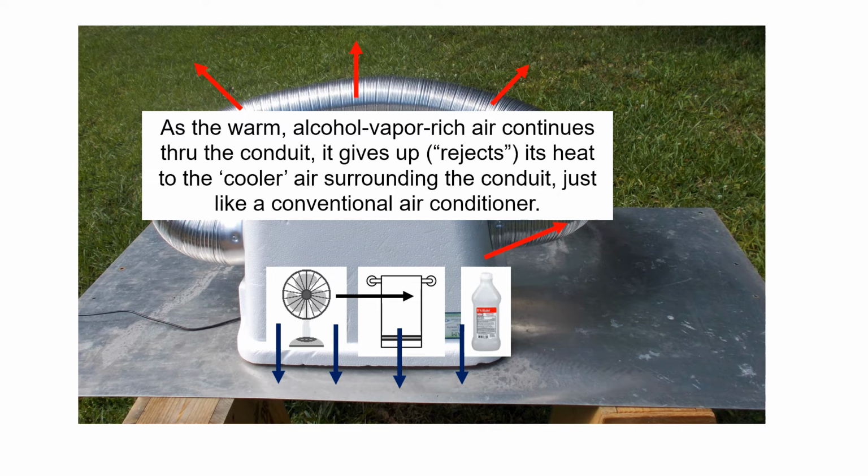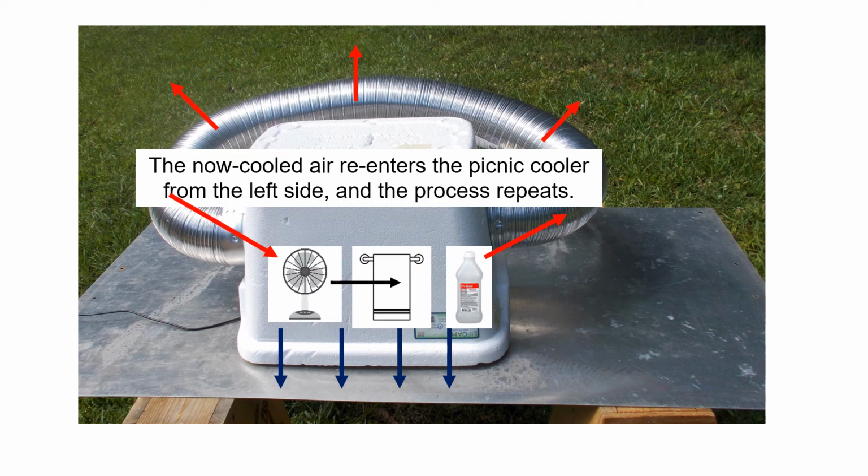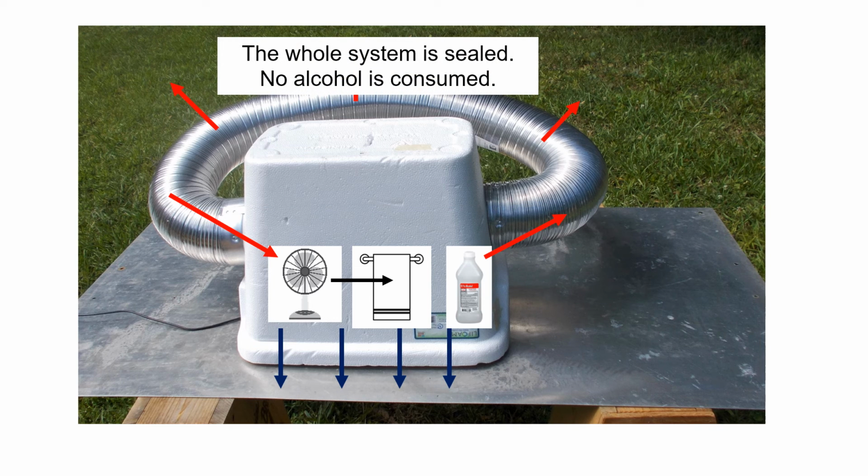As the warm, alcohol vapor-rich air continues through the conduit, it gives up or rejects its heat to the cooler air surrounding the conduit, just like a conventional air conditioner. The now cooled air re-enters the picnic cooler from the left side, and the process and the cycle repeat. The whole system is sealed. No alcohol is consumed.